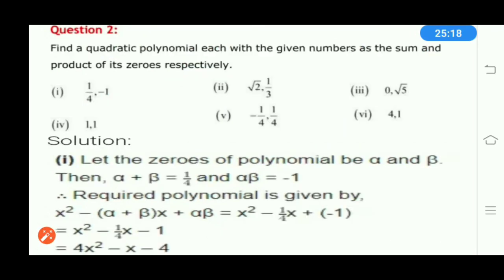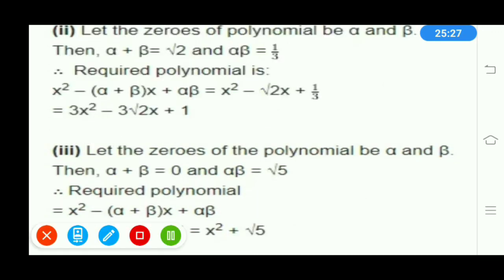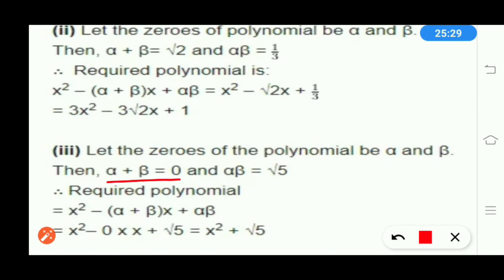Next, question number 2, Roman number 3. Here alpha plus beta equals 0 is given and alpha beta equals √5. Clear? So alpha plus beta equals 0 and alpha beta equals √5. So the required polynomial is x square minus (alpha plus beta) into x plus alpha beta. So x square minus 0 into x plus √5. So x square plus √5 is the required polynomial.